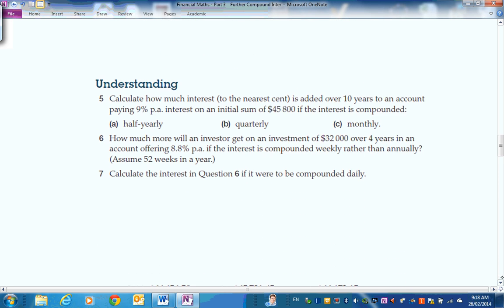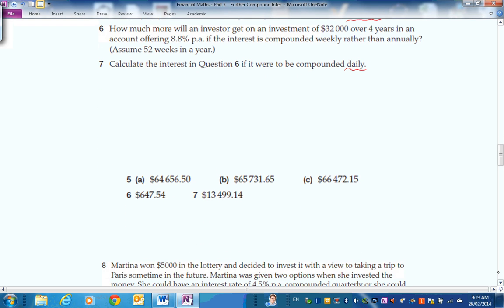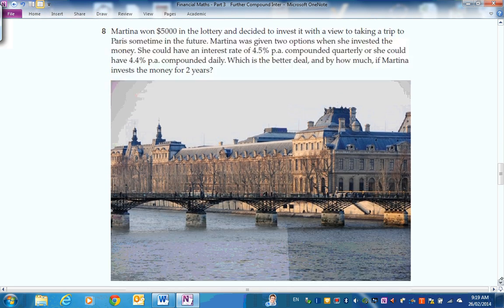Okay, some understanding problems here. So we've got a monthly one coming in there. 12 months in a year, so do the adjustment on N and on I. Okay, pause the presentation and have a go. There's a daily one here. I'll show you the answers now. There are answers for those few little problems there, 5, 6, and 7. Okay, you want to have a go at a bit more challenging problem? Here's one here.